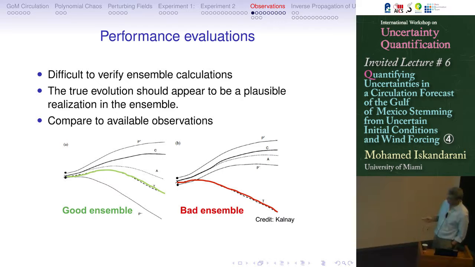Because if it's outside, then we either miss the variability during that period, or our model is bad. It's hard to say. So this is sort of a qualitative aspect.